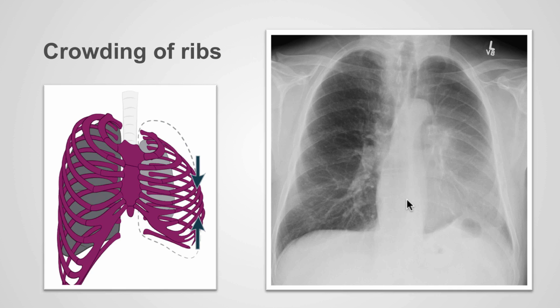On the affected side, we can identify crowding of the ribs. If we look at the interspace between the ribs on the right, the distance is fairly steady throughout the right hemithorax, whereas we can see that the ribs are closer together on the left related to left upper lobe collapse.